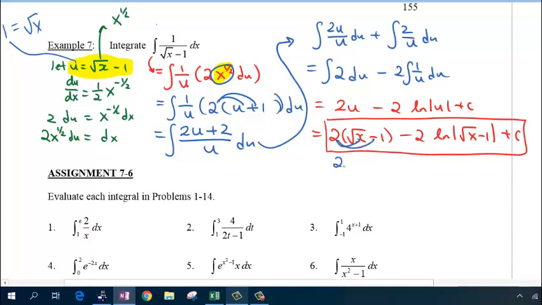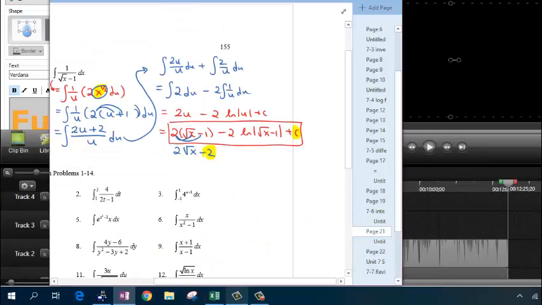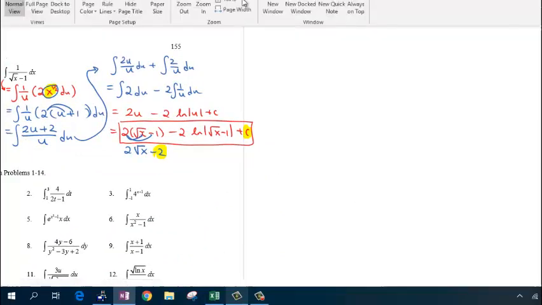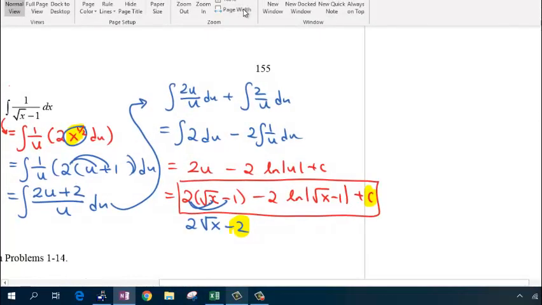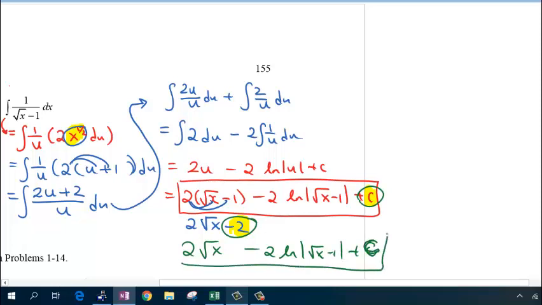Now just to let you know, this can be written as 2 root x minus 2. And that minus 2 is a constant, and so is this. It's a constant, so you could combine it together. Whoa. You could combine it together and make your answer like this. 2 root x minus 2 ln absolute value root x minus 1 plus c, because a number plus a constant is still some sort of constant. That also works.